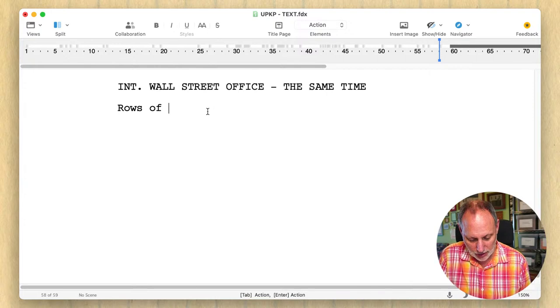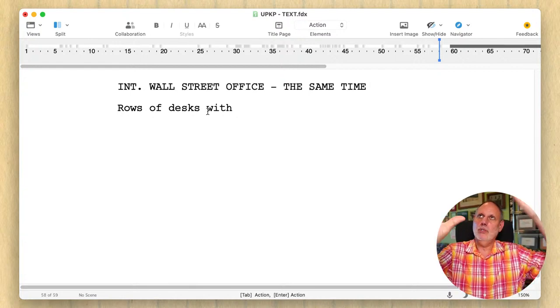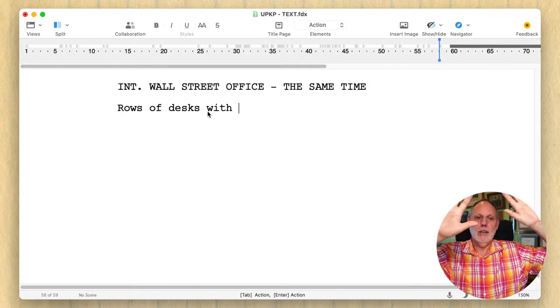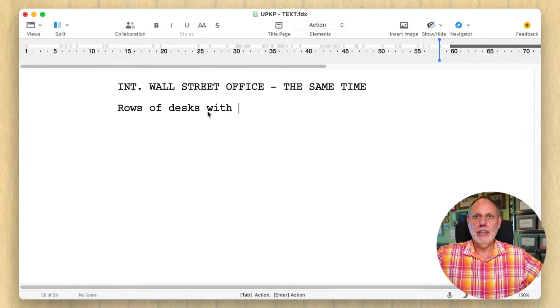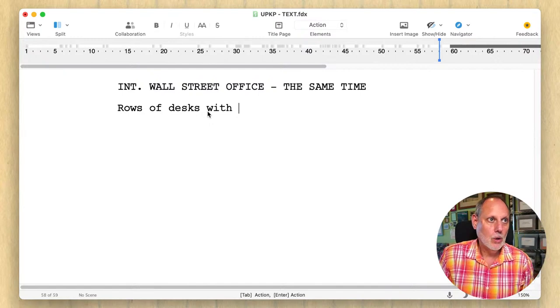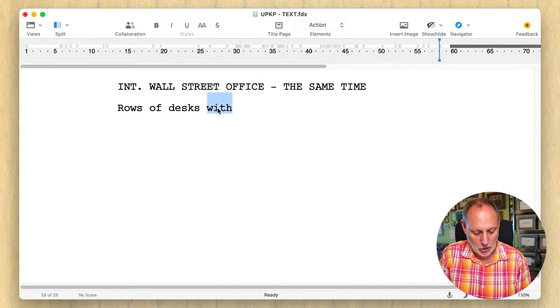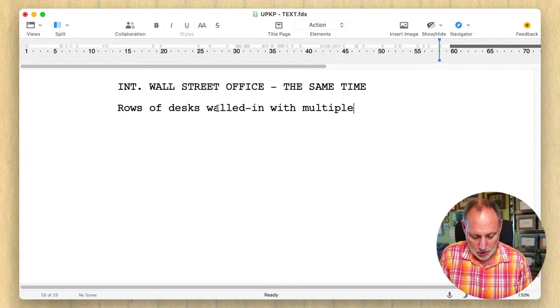That you're saying, ah, all these things are connected by these people's relationship. Rows of desks with, what's the word I'm thinking of? You know how when somebody has a lot of screens, walls of desks, rows of desks walled in with multiple monitors.